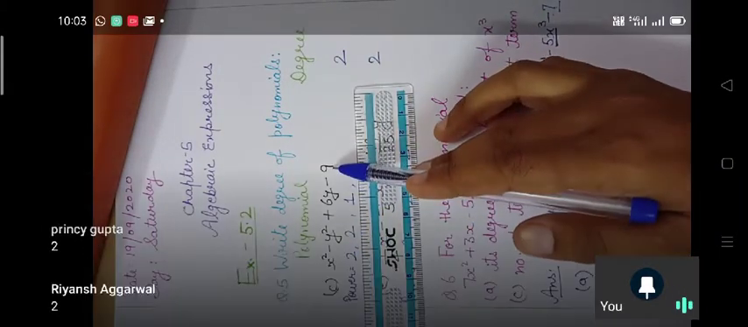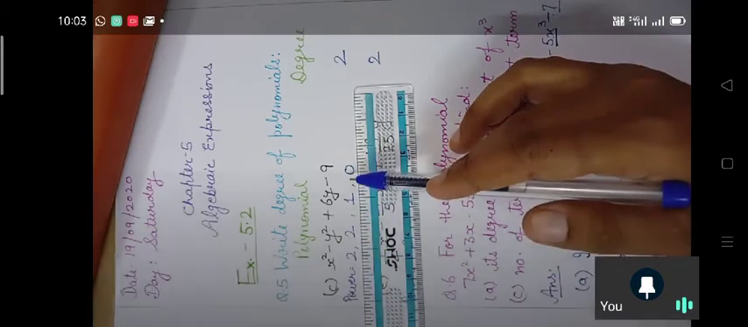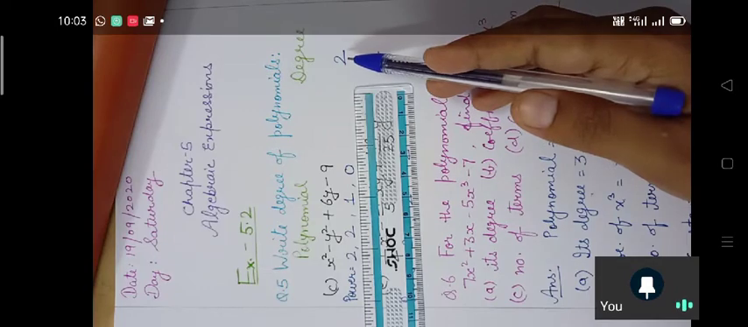In the fourth term no variable is present, therefore its power is 0. So 2 is the highest power among these four terms. So 2 will be the degree for this polynomial. Okay.